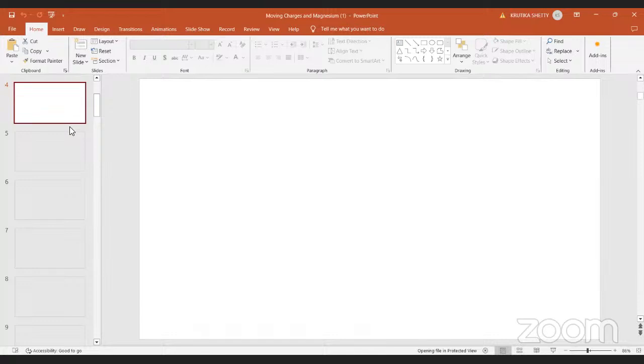I hope the radius formulas are completed on this side. I'll clean this and I'll write the next formula.